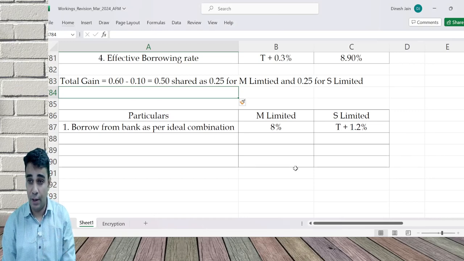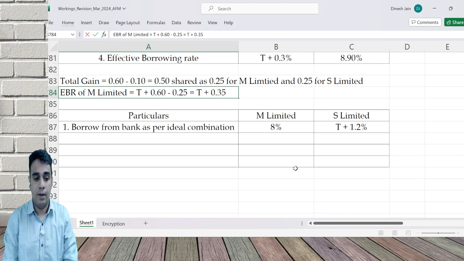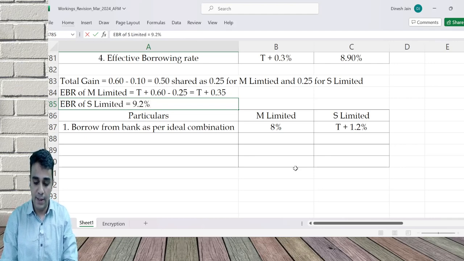Intermediary is the easier of the lot. If an intermediary is coming, it's very easy to do the structuring. Effective borrowing rate of M Limited. M wanted to borrow at what rate? T plus 0.6. In that, subtract 0.25. Effective borrowing rate of S Limited. S wanted to borrow at what rate? Minus 0.35.